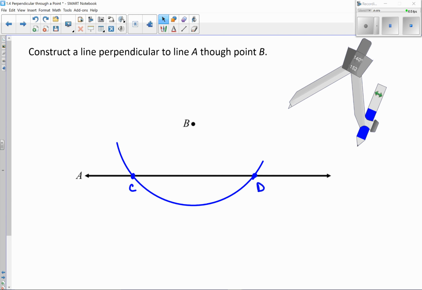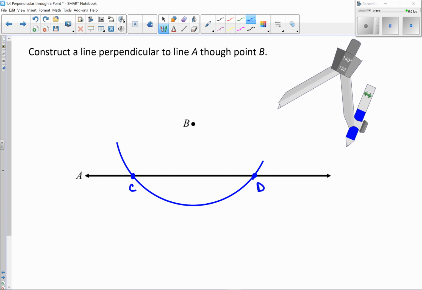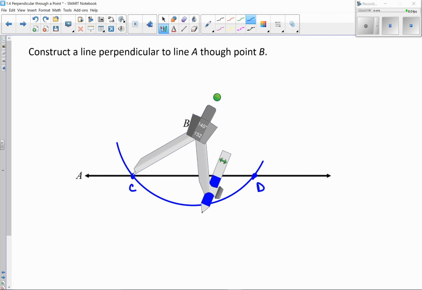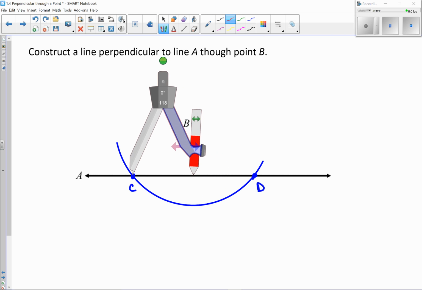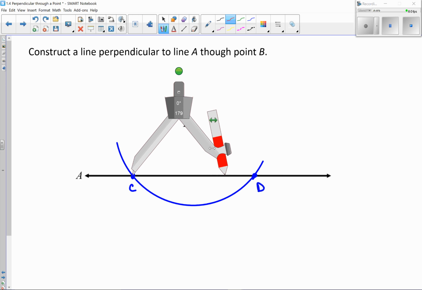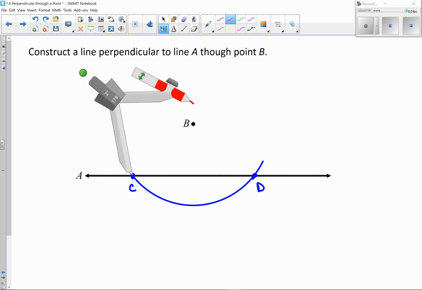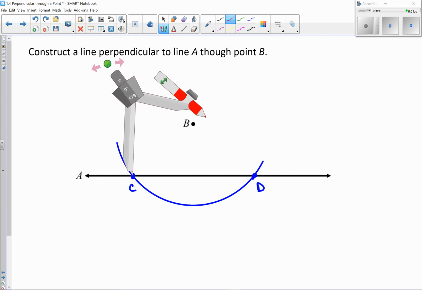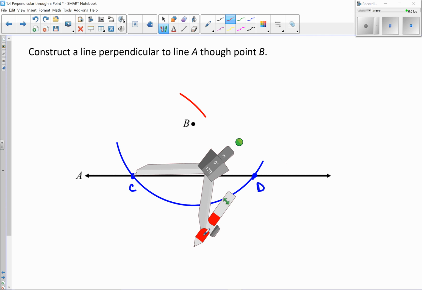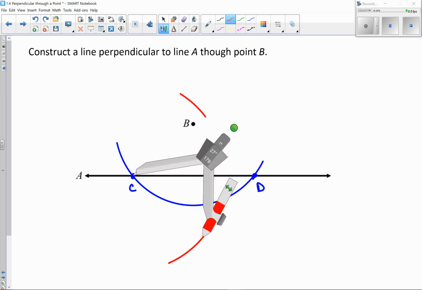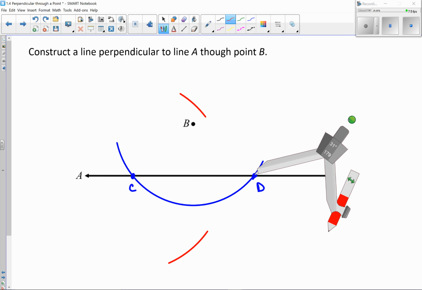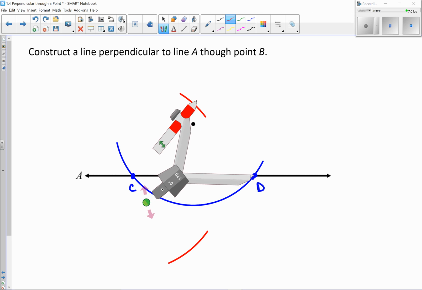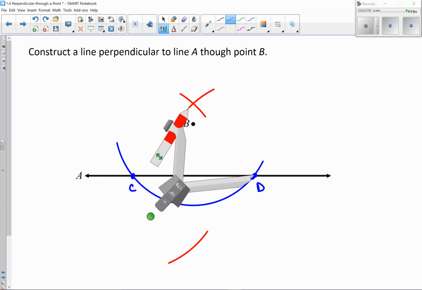So again, taking my compass, I'm now going to put the pointer on one endpoint of my arc, in this case, point C. Again, as long as I go more than halfway, I'll be able to get two intersecting arcs. So I'm going to make an arc above and below. Like I said earlier, you don't necessarily need to make the entire arc from C on both tops and bottoms. You can just do the parts above and below, like so.